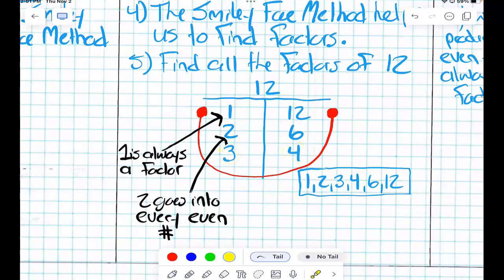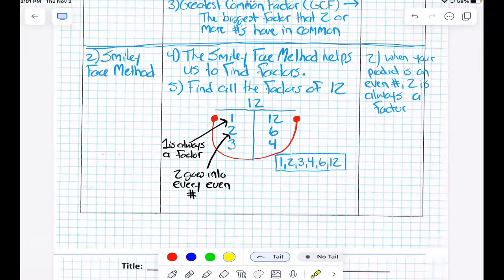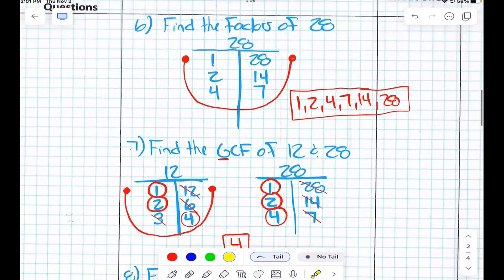4. And we crossed over. So are we done with the factors? Yes. So now we make a couple dimples, dimple, dimple, and we make a smiley face, which helps us list all the factors in order. So what are the factors of 12? 1, 2, 3, 4, 6, 12. If we follow the smiley face, it goes right around. There's another example of 28.